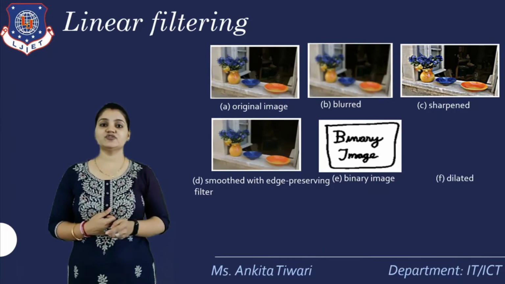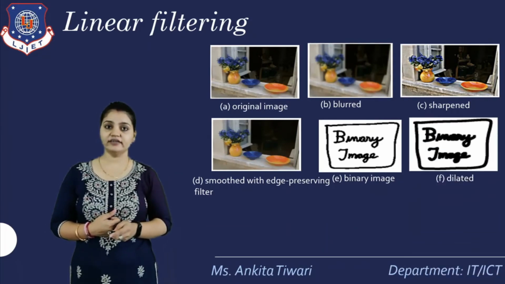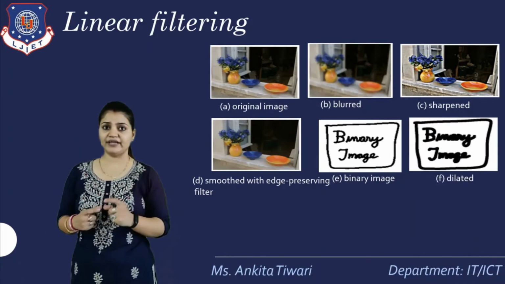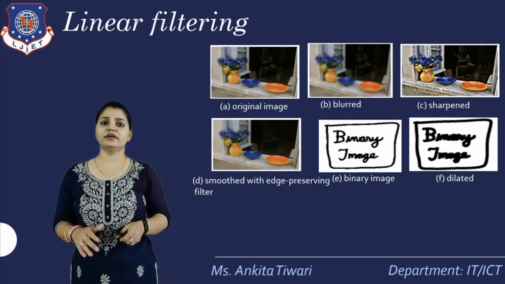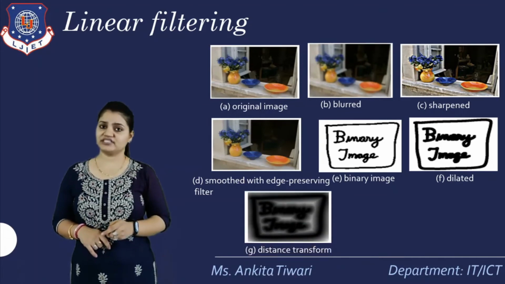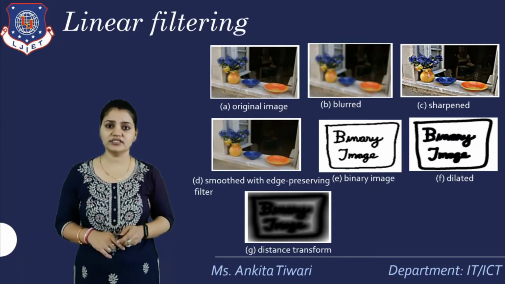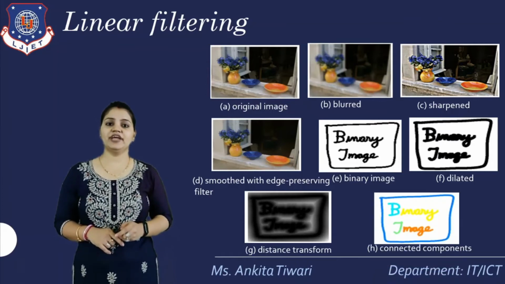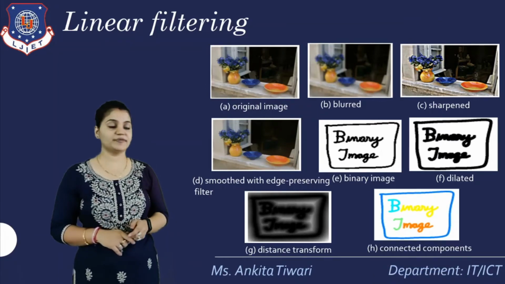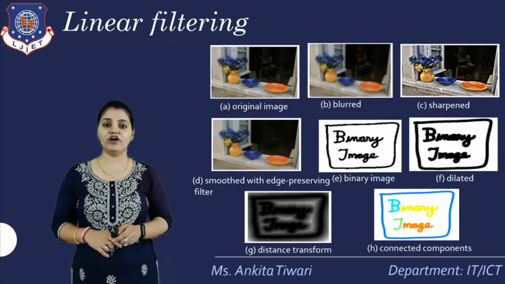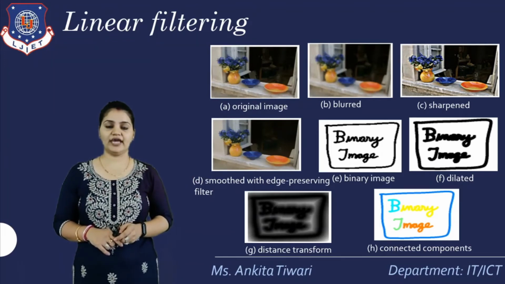Now the binary image, as you can see here, then we have the dilated binary image, which has been zoomed. Then we have the distance transformation, where we work with respect to distance. And then we have connected components, which are shown connected with a variety of different colors, as you can see here.